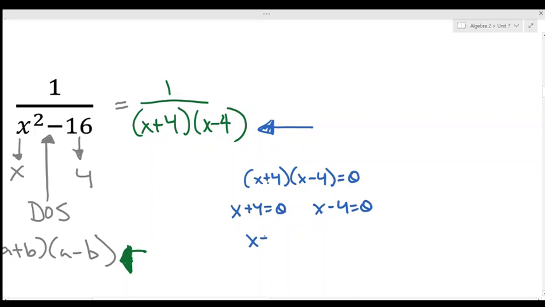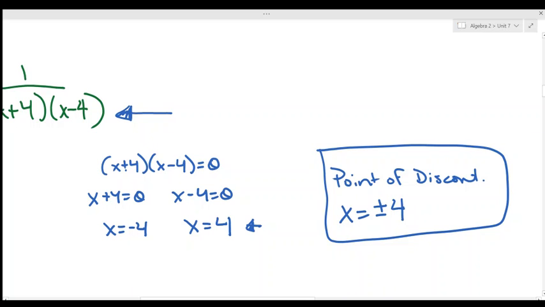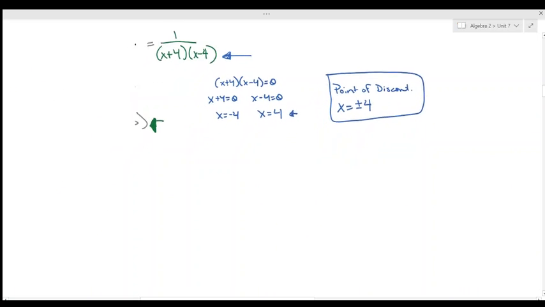We get x is equal to negative 4, x is equal to positive 4. So our points of discontinuity are these two values that we found. X equals plus or minus 4. I'm going to shorthand it. Positive 4 and negative 4. And that's your answer. I'm trying to make this video a little short, not super long for you guys.